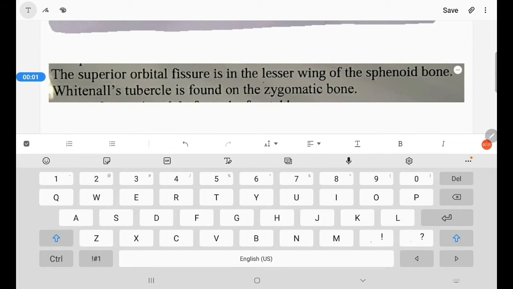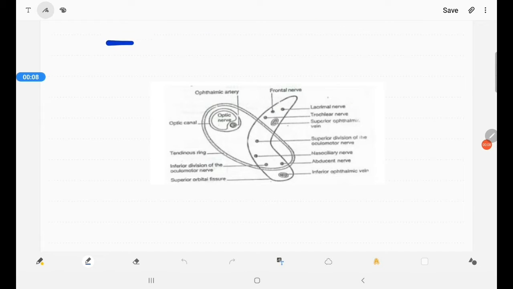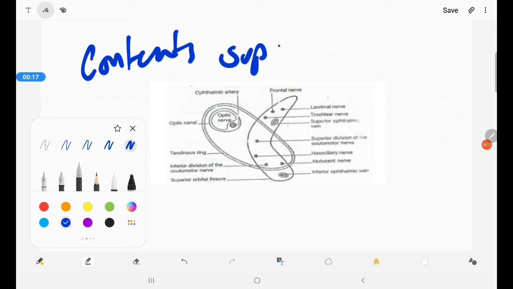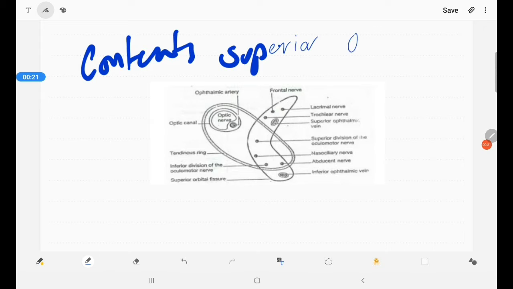Okay, so now let's discuss something about the superior orbital fissure. What are the contents of the superior orbital fissure? So, where is the superior orbital fissure situated?